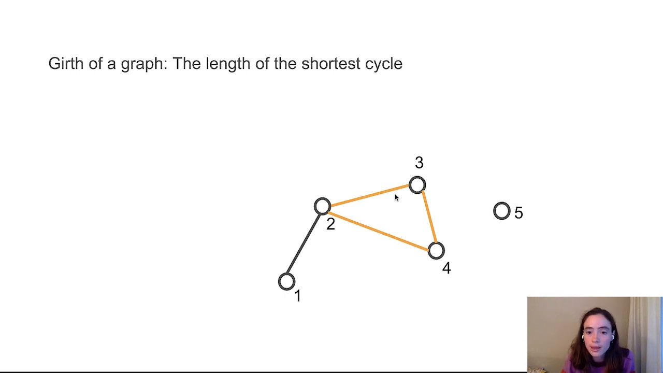And 3 is actually the smallest value that we can ever have for the girth of a graph, because the triangle that we see here is the smallest possible cycle. We can't have a cycle of length 2 because we're only allowing one edge between each pair of vertices.